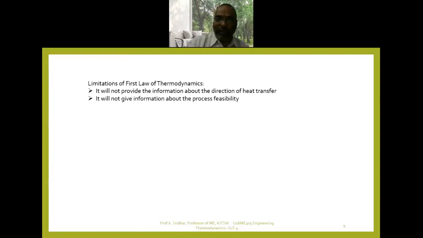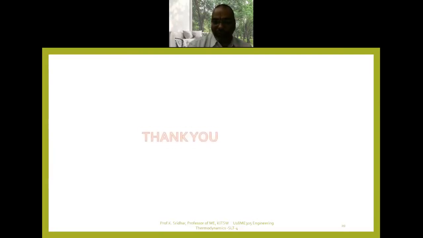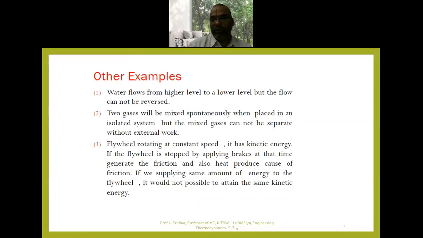For example, whether a heat engine should operate with only a single thermal energy reservoir, or whether a minimum of two thermal energy reservoirs is required. Such information is not provided by the first law of thermodynamics. If you want to get some work output from a heat engine, a minimum of two thermal energy reservoirs should be there. The heat engine has to be operated between a minimum of two thermal energy reservoirs.